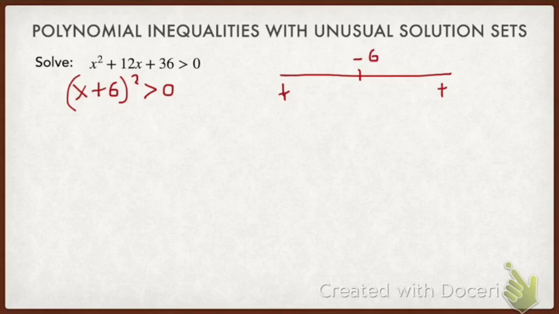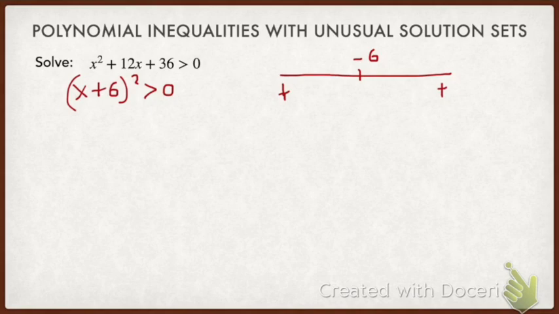But this has a multiplicity of 2. So it does not cross the x-axis at negative 6. It just touches the x-axis. So as we come into negative 6, we're just going to touch there, and then we're going to stay positive. We do not change signs there because of the multiplicity. The vertex is actually sitting on the x-axis at negative 6. We do not have a sign change there.